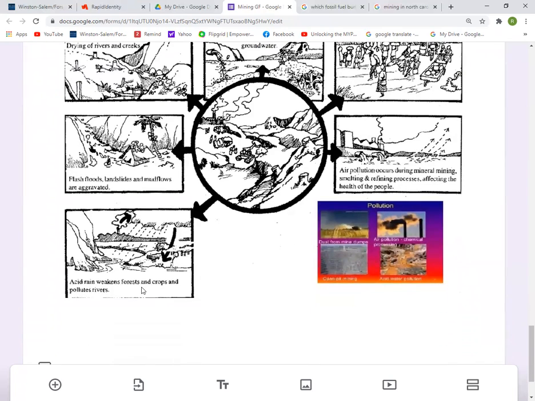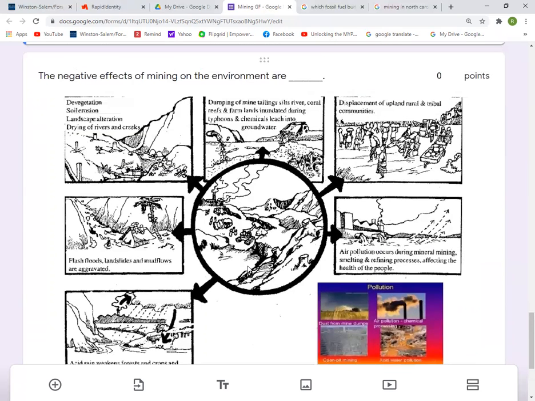Acid rain is also another effect of mining. The process of mining releases a lot of air pollutants that, when these pollutants react with the water vapor in the air, result in acid rain. Dumping of mine tailings.